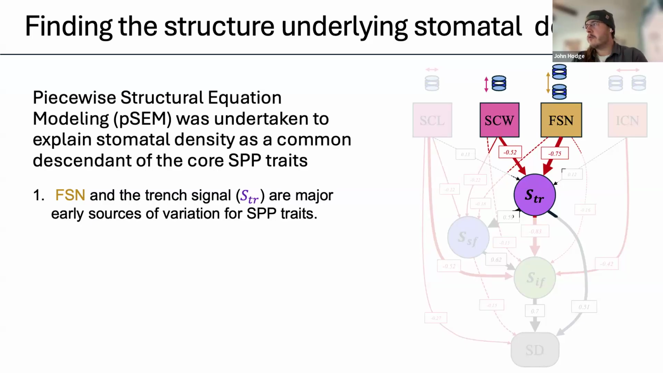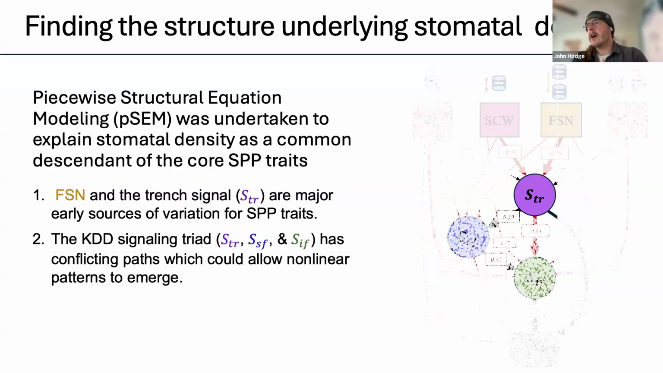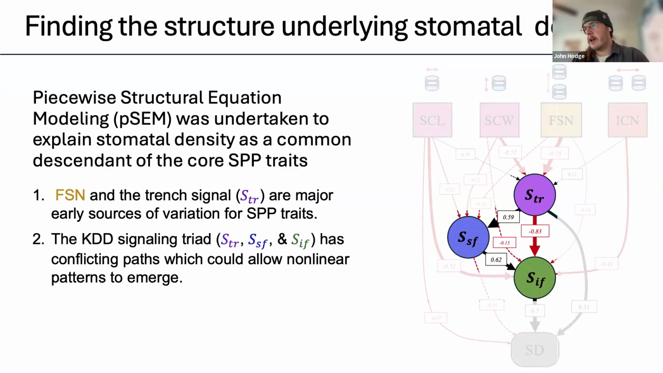Once we enter where that trench signal is, we enter this region that I've taken to calling the triad, where we have these two paths that seem to be at odds with each other. The trench signal seems to have an extremely negative relationship with the in-file signal, and yet it does seem to increase the in-file signal indirectly through that side file.